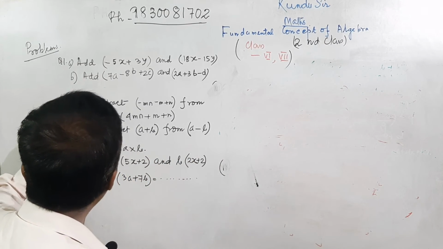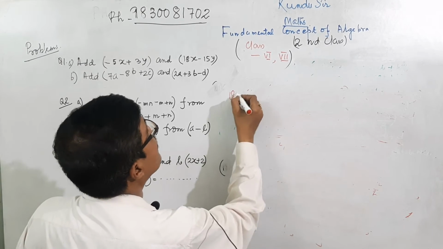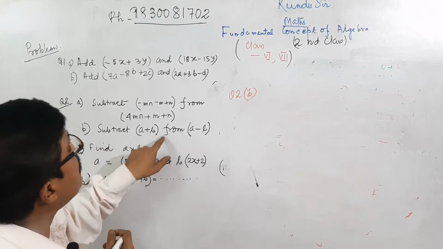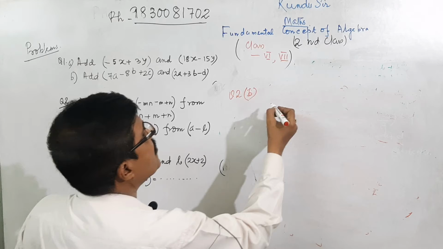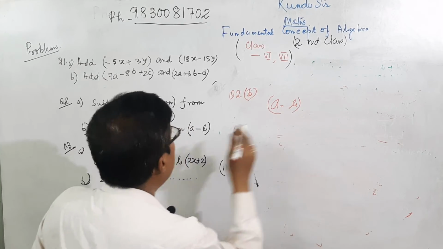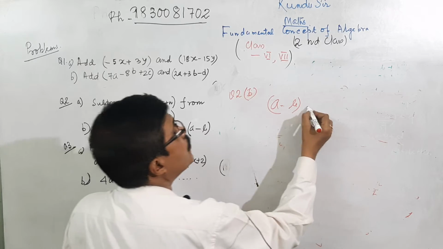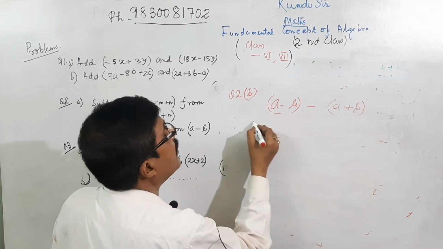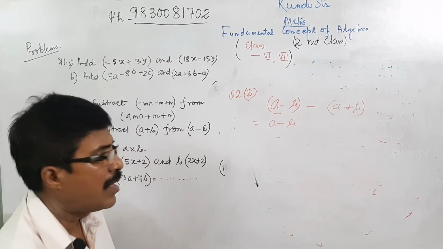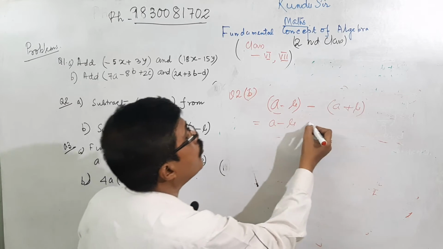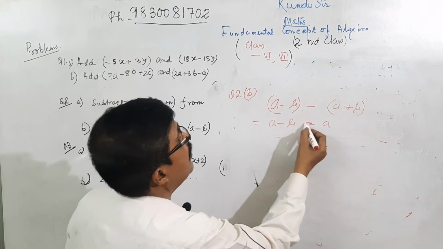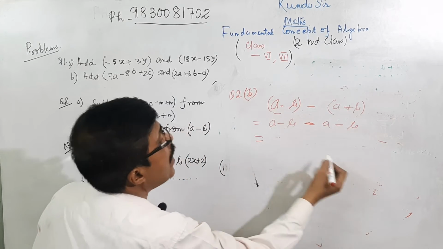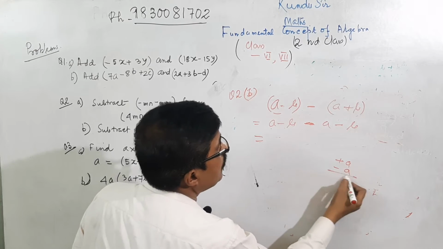First I am doing 2b, then 2a. For 2b: subtract a plus b from a minus b. So first write a minus b. From this you subtract a plus b. So we are removing the brackets. For the first bracket, a minus b stays. Minus and plus equals minus, and minus and plus equals minus.